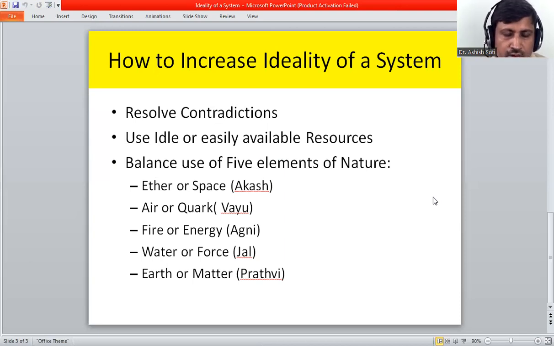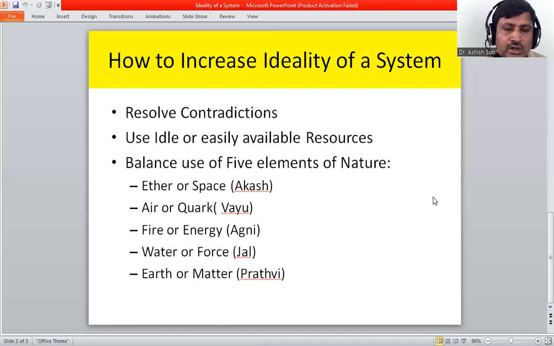Like you can use fly ash to make bricks. There are many things you can use, and already you are using them, knowingly or unknowingly. But if we see this as a problem solving opportunity to use resources which are freely available, that is going to be the innovation that can lead you to a lot of improvement in the ideality of the system.